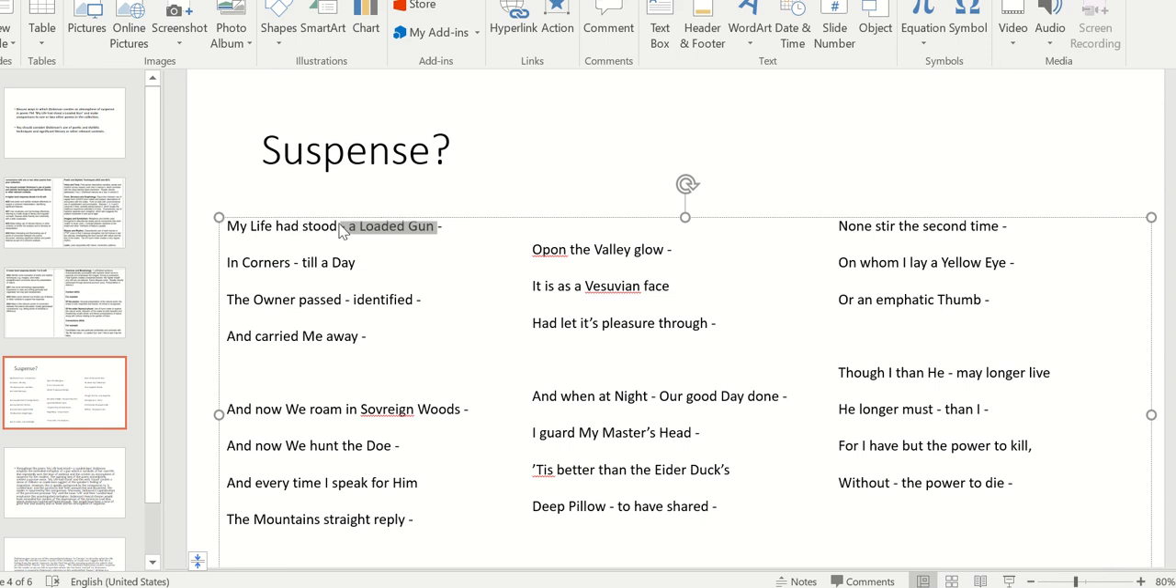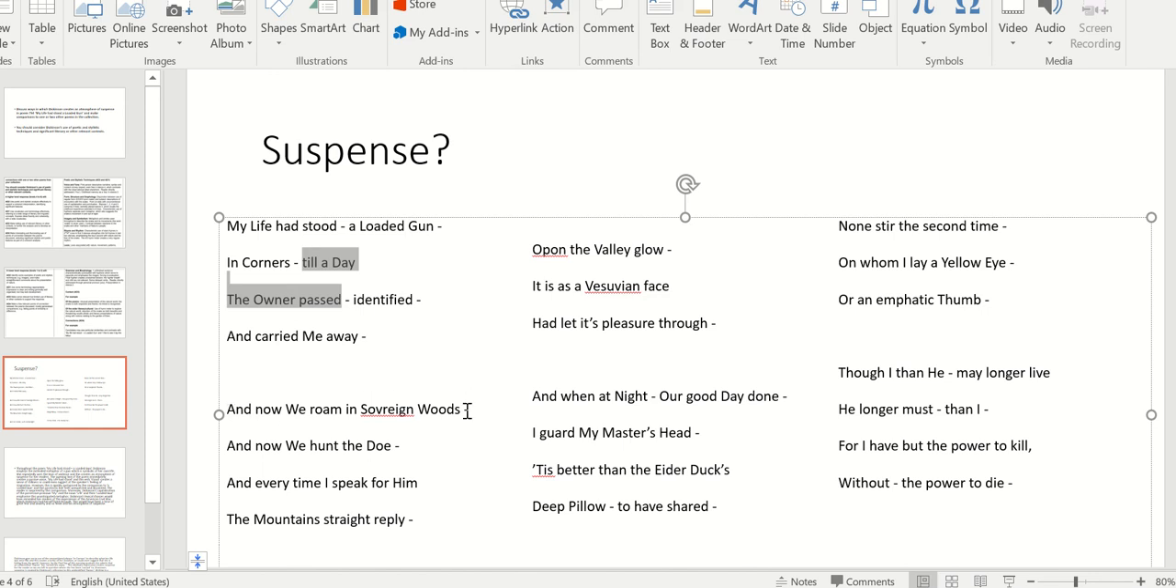So it starts with, "My life had stood a loaded gun in corners till a day the owner passed, identified and carried me away." So immediately you can talk about the pace here, that it starts, thanks to those dashes, in this very slow kind of detached tone until that enjambment between "day" and "owner passed", which makes it faster, perhaps brings this suspense. What is going to happen? That's the question we're asking.